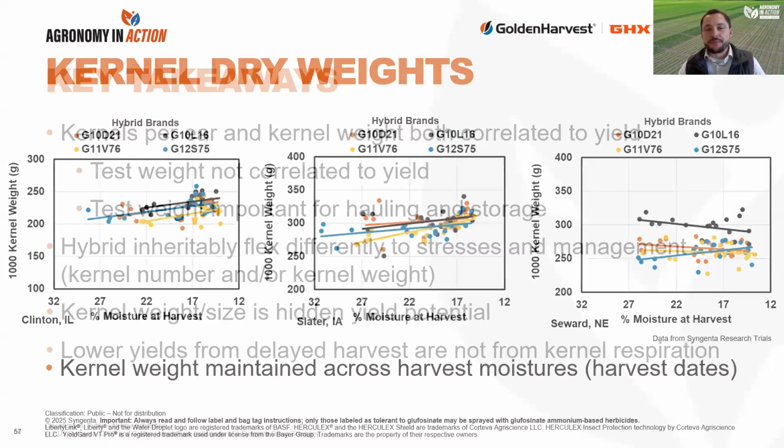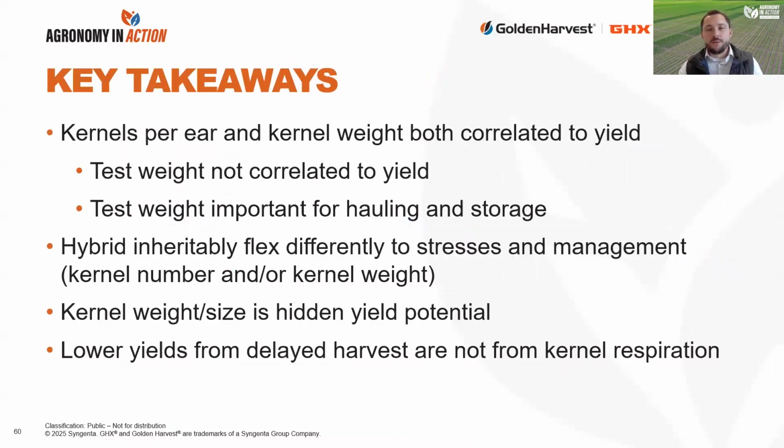As we start to conclude and get ready for some questions, we have 4 key takeaways that we'd like to leave you with this morning. The first one revolves around the fact that kernels per ear and kernel weights could both be correlated to yield.